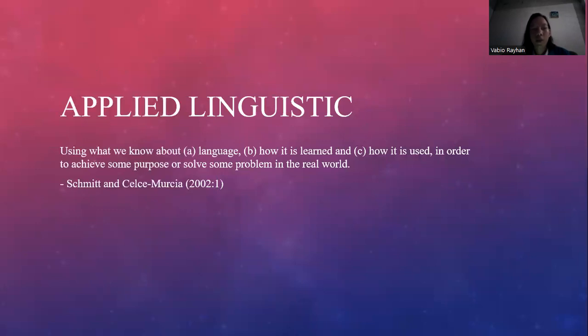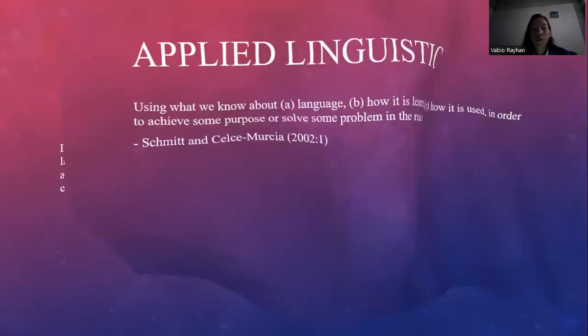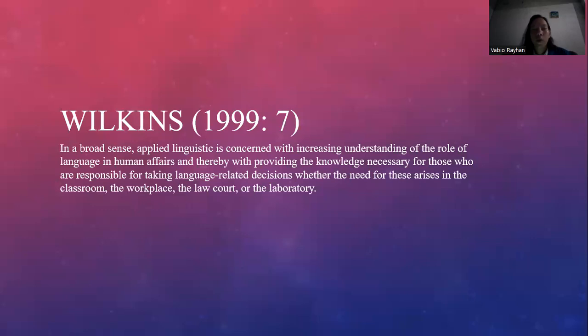Applied linguistics: a. using what we know about a language, b. how it is learned, and c. how it is used in order to achieve some purpose or solve some problem in the real world. Schmitt and Celce-Murcia, 2010. Wilkins, 1999.